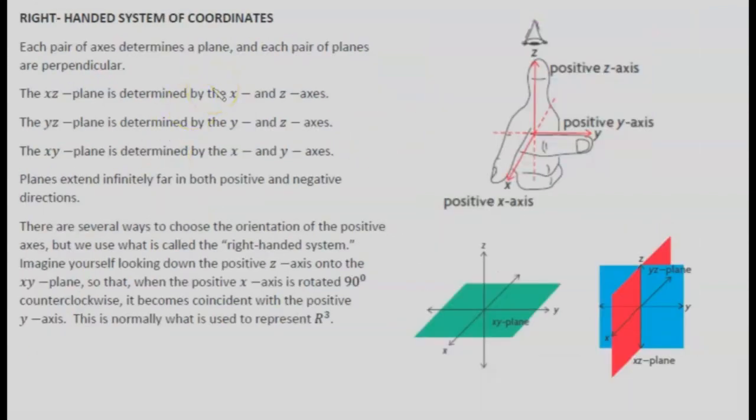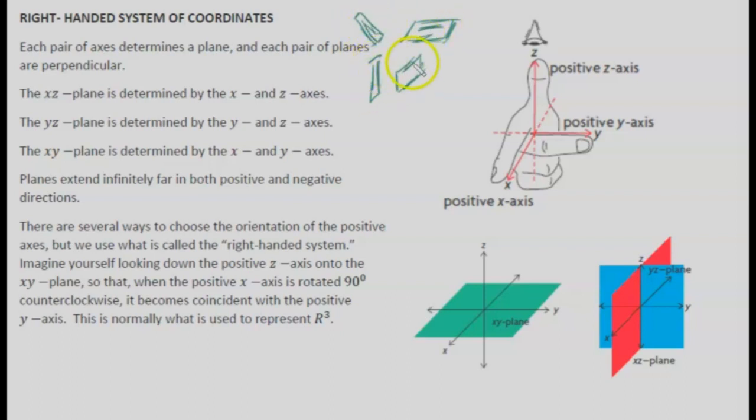Okay, so now we have the right-handed system of coordinates. Each pair of axes determines a plane, and each pair of planes are perpendicular. A plane is almost like a piece of paper, and you can turn that paper any which way you want: up, to the side, on an angle. Think of a piece of paper so paper thin that it only extends in two directions. That would be the plane.